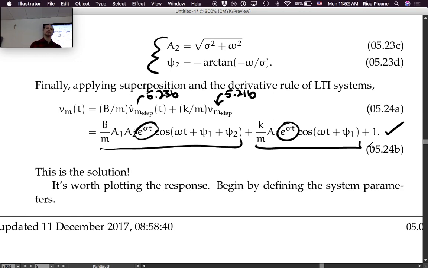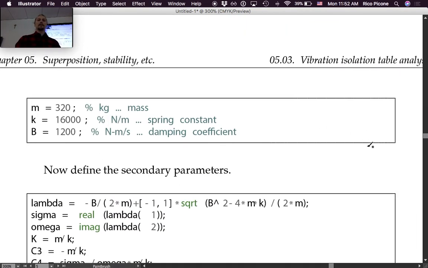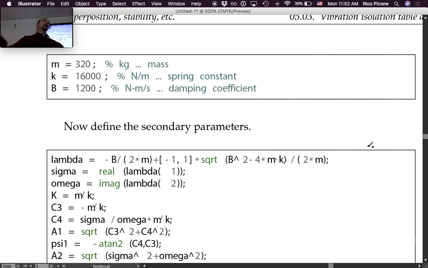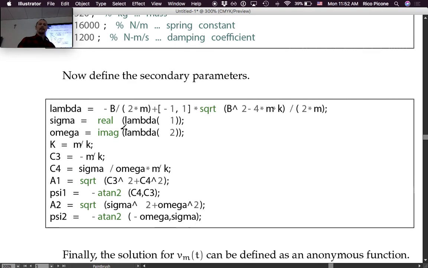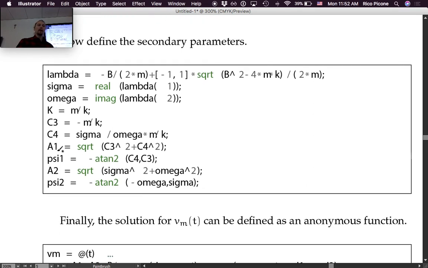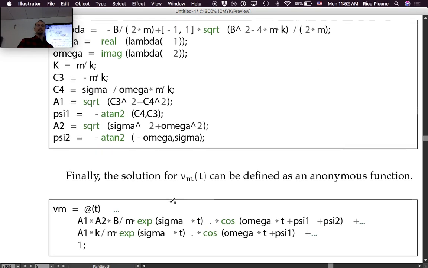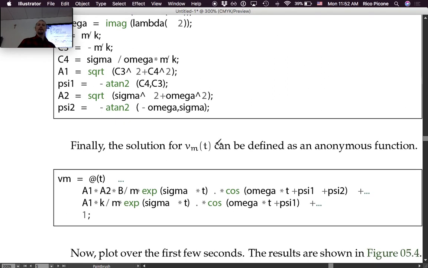It's worth plotting the results. So I do it in MATLAB, just to give you guys a little bit more exposure to plotting stuff. Define the constants, define the secondary parameters, using the formulas that we derived before. Define sigma, omega, A1, A2, psi1, psi2, using this atan2 function, which is nice. It keeps track of which quadrant you're in because arctan by itself does not.